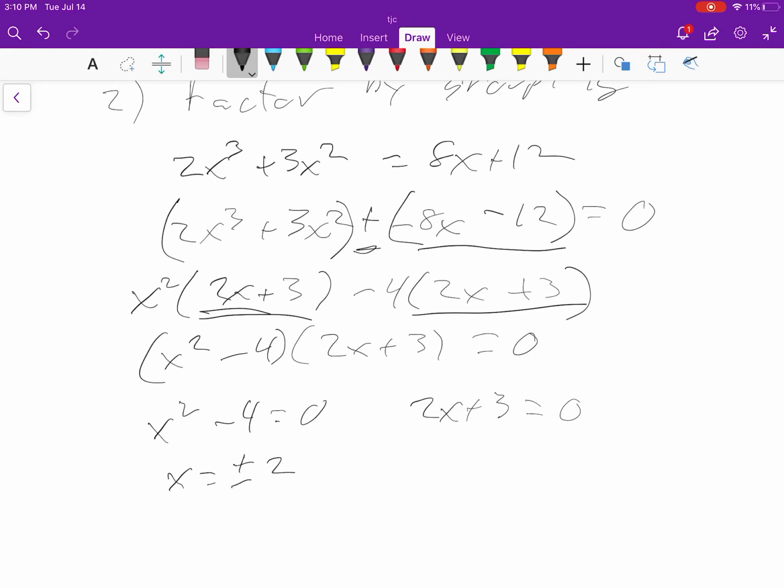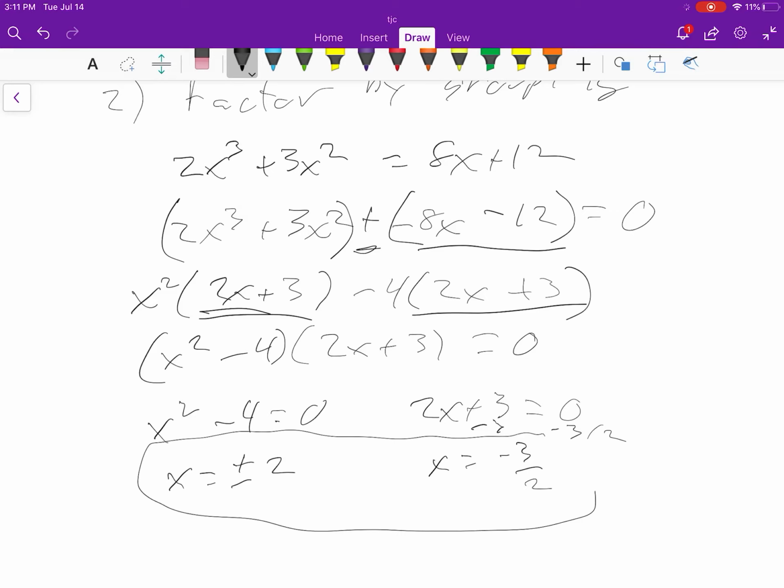If you plug positive 2 into here, you get 4 minus 4 equals 0. You plug negative 2 in. Negative 2 times negative 2 is 4. 4 minus 4 is, again, 0. This one, it's going to give you x equals negative 3 halves. And you find it by subtracting 3 from both sides and then dividing by 2, right? Okay? So this will be your solution to this.